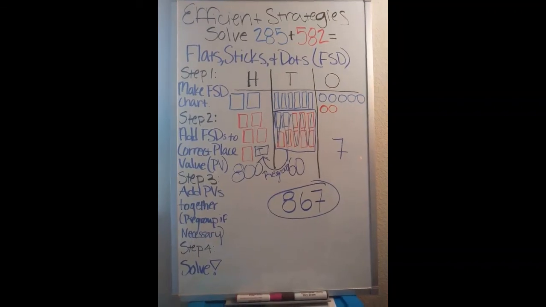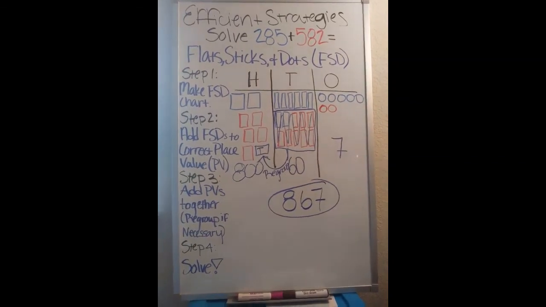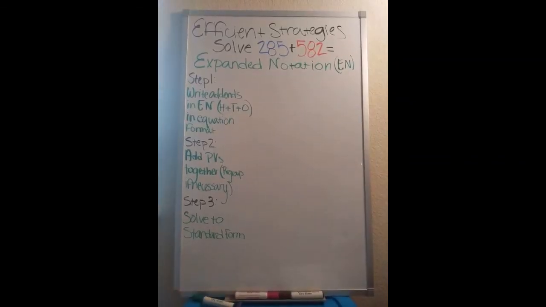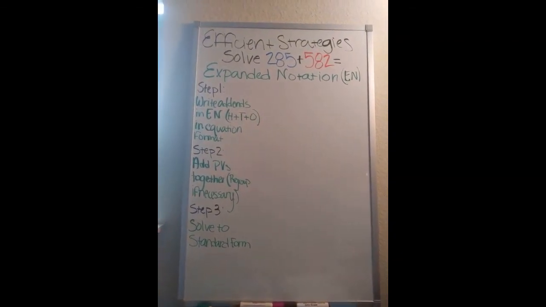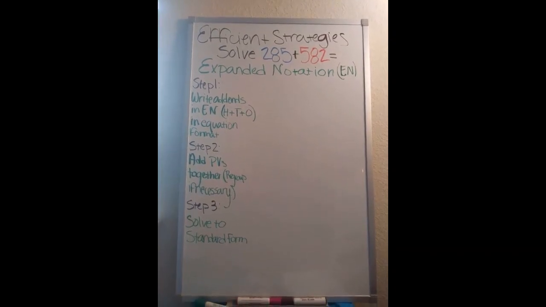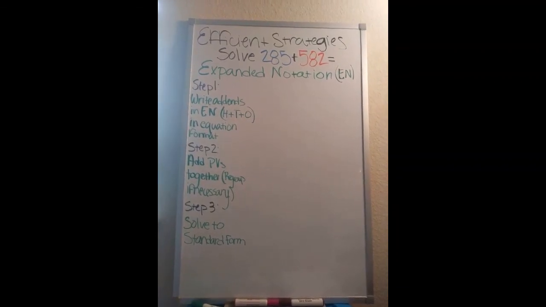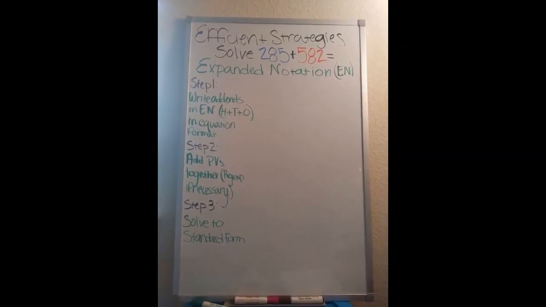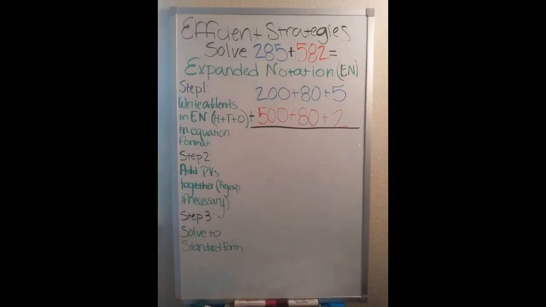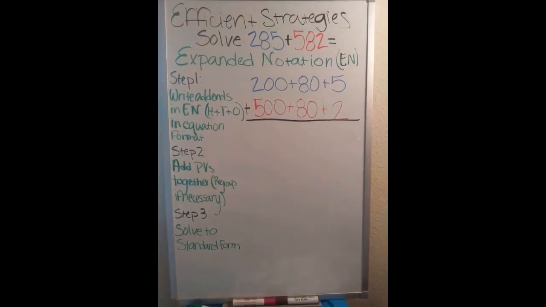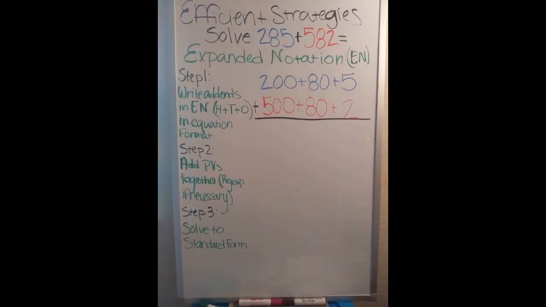Now we can go ahead and try another strategy to see if we have properly solved this equation. Let's go ahead and move to our expanded notation. We can solve our equation 285 and 582 with expanded notation in 3 easy steps. Alright? Step 1, write addends in expanded notation and put them in equation format. Our equation format includes both of our addends on top of each other, very well lined up, so we know which place values we're adding together at each point. We will start with the ones place.